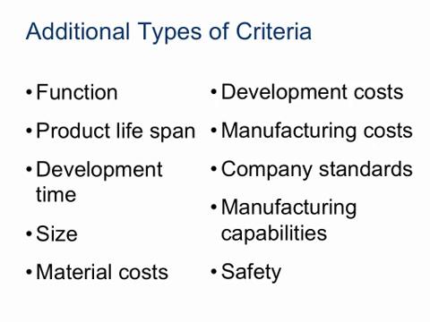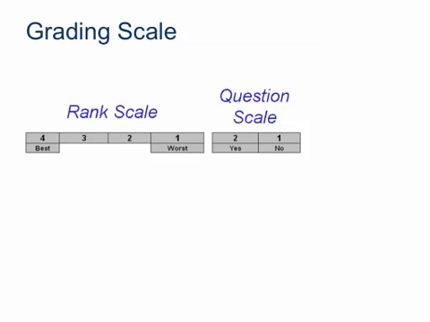Or you could come up with some additional ones: function, product lifespan, costs, and so on. All these different things that go into coming up with this. We're not going to get quite so detailed on some of this, but we're going to do that. And then come up with a grading scale.